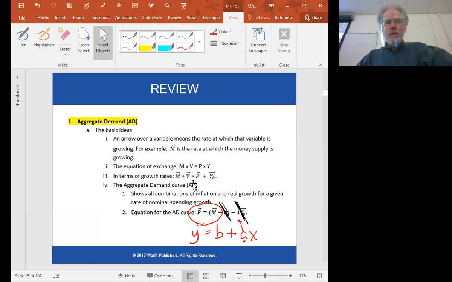It came from this equation, which is just the dynamic version of the equation of exchange, which we started out with here, M times V equals P times Y. Okay? Notice with that simple version, you're multiplying the variables. But when you convert into growth rates, you're adding the growth rates. Okay?